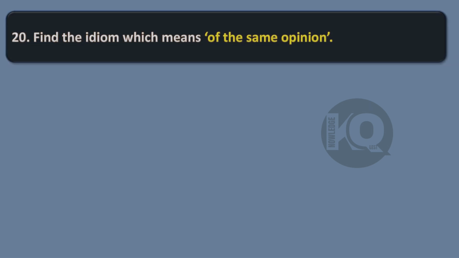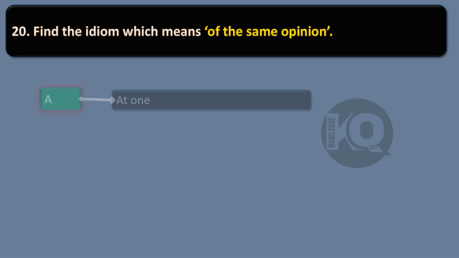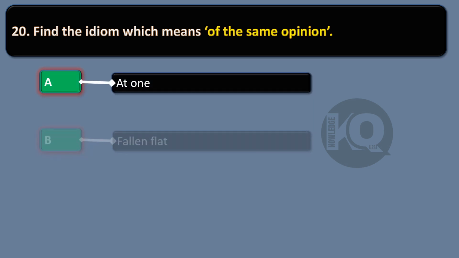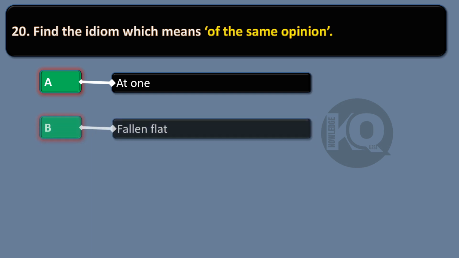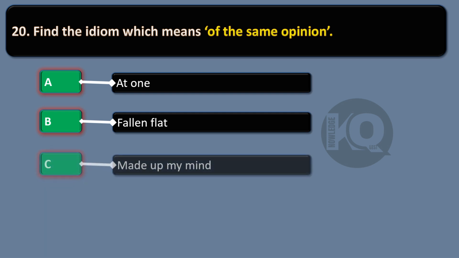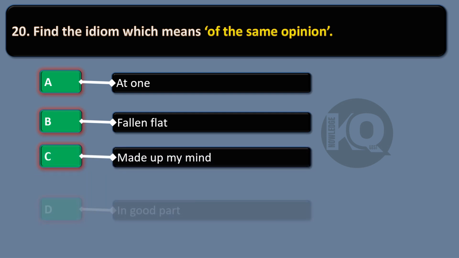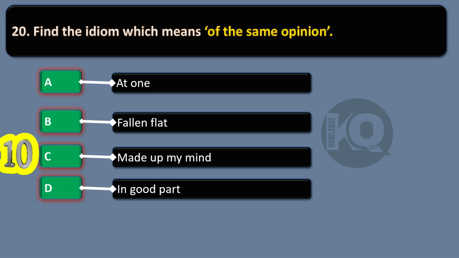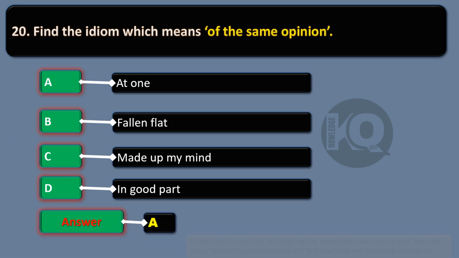Number 20. Find the idiom which means of the same opinion. A. At one. B. Fallen flat. C. Made up my mind. D. In good path. So the answer is A, which is at one.